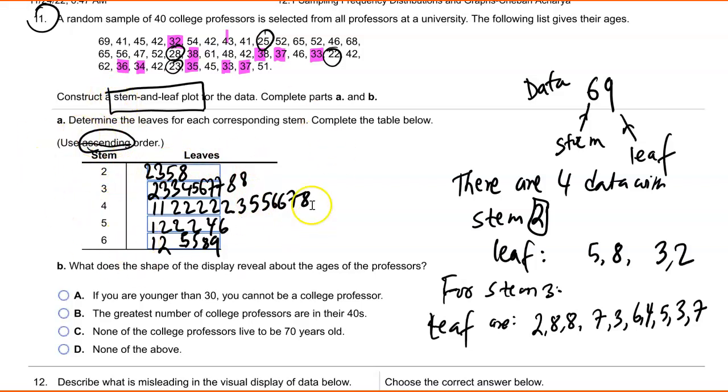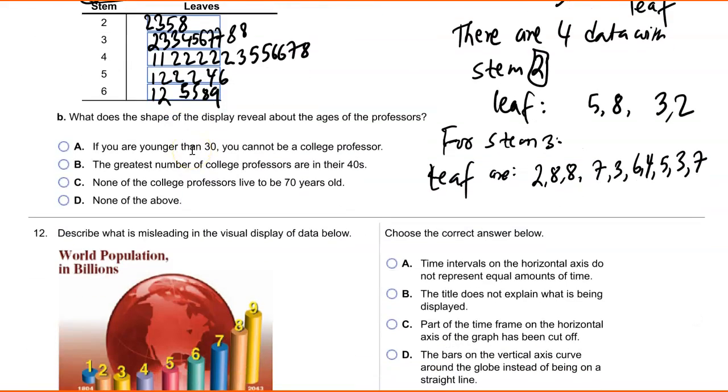Pretty much, this stem-leaf plot tells you we have a data value 23. Even if you don't look at the original data, you can still find the data. The data are 22, 23, 25, 28, 32, 33, 33, 34, 35, 36, and so on. Therefore, as long as you have a stem-leaf plot, you can find what the data are. That's what it's for.